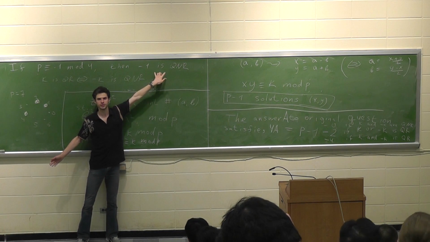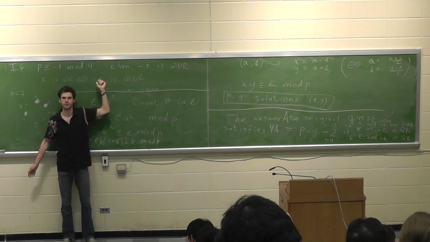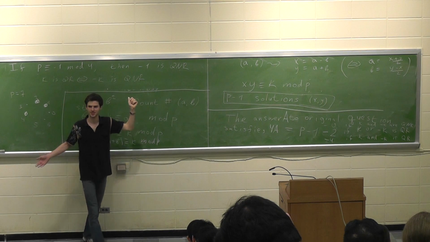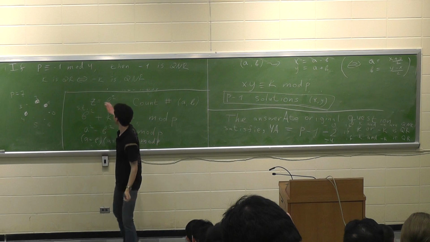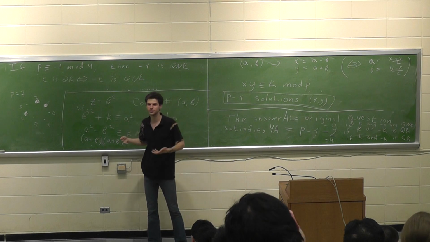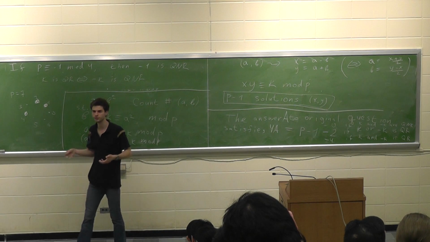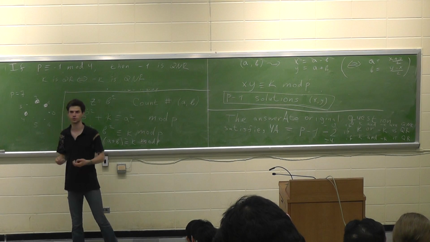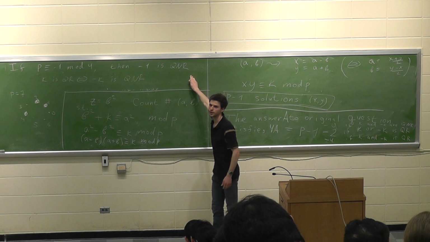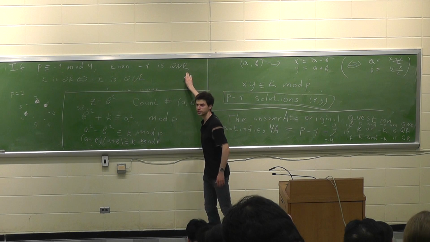Why is minus 1 a quadratic non-residue modulo such a prime? Well, if p is congruent to minus 1 modulo 4, then you know when minus 1 is a quadratic residue: if and only if p is congruent to 1 modulo 4. Here it isn't, so minus 1 is a quadratic non-residue.